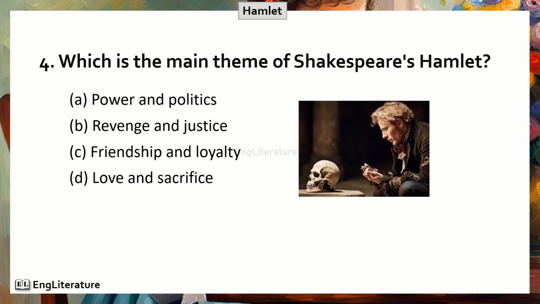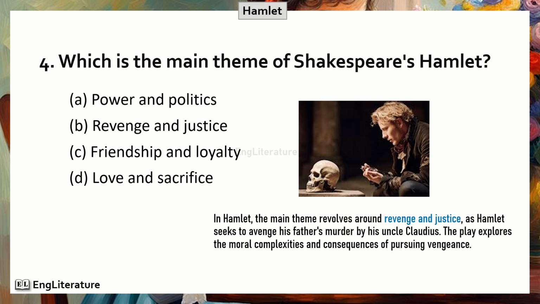Which is the main theme of Shakespeare's Hamlet? In Hamlet, the main theme revolves around revenge and justice. As Hamlet seeks to avenge his father's murder by his uncle Claudius, the play explores the moral complexities and consequences of pursuing vengeance. Hence, the correct option is number B. The main theme of Shakespeare's Hamlet is revenge and justice.